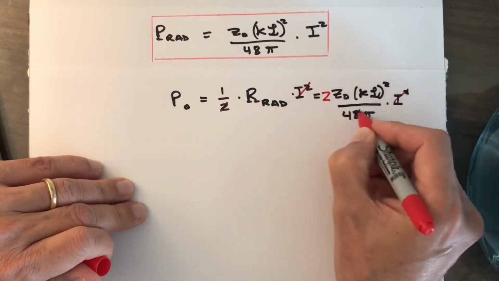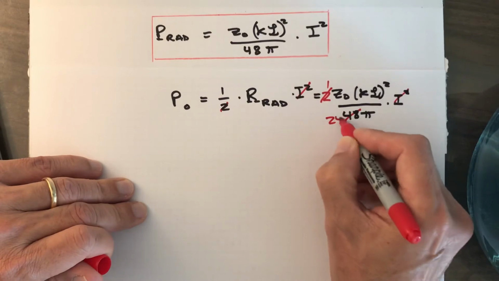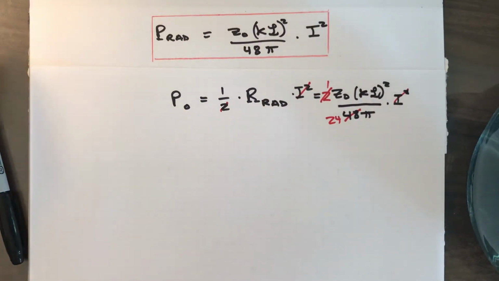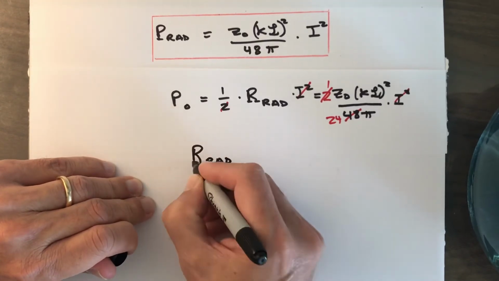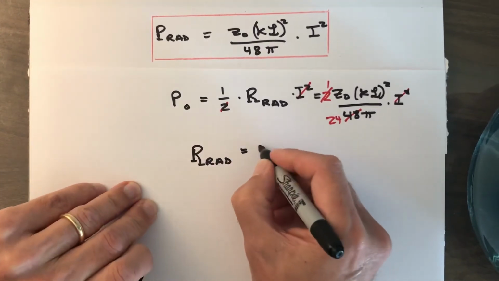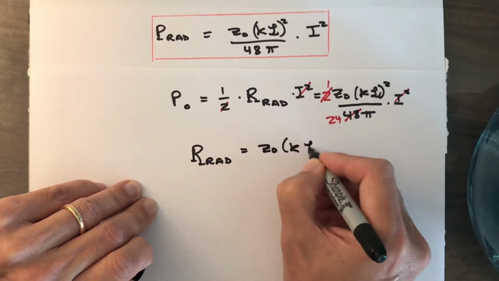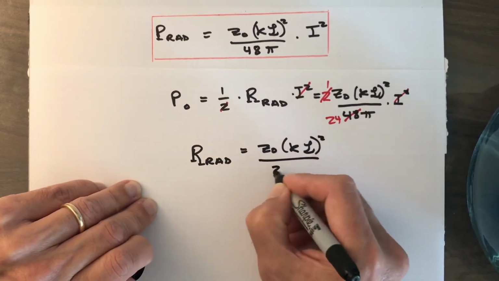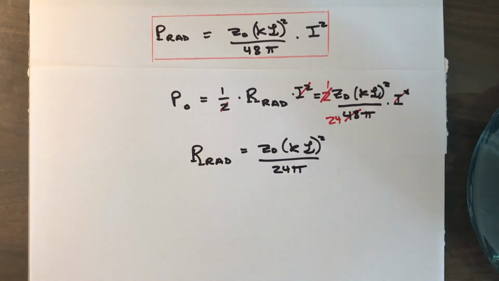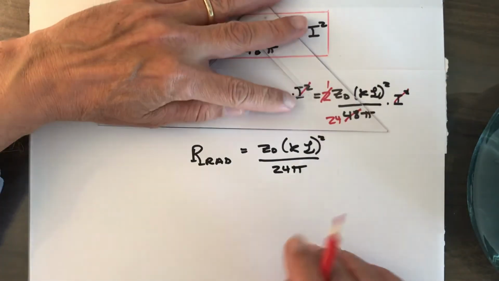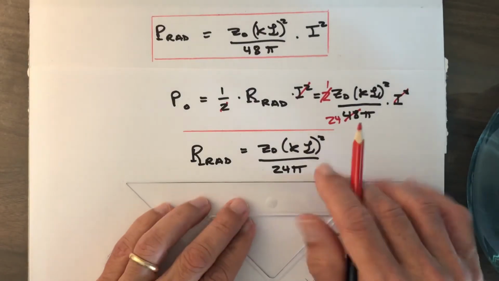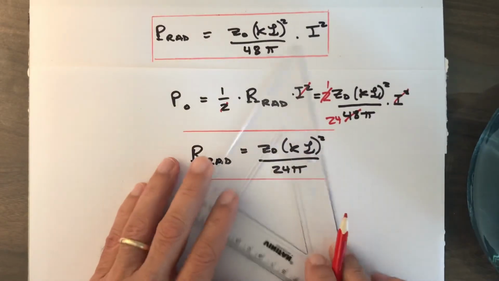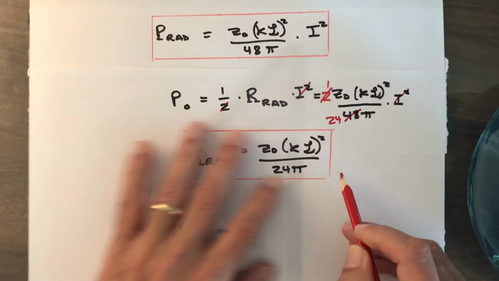That 2 comes over here, that cancels with that, and we get 24. So then our final expression for radiative resistance is equal to Z naught K L squared divided by 24 pi. Now, go ahead and put that in a red box and note a couple of approximations, but definitions that we can make here, and put this in a form that you might have seen in different places.